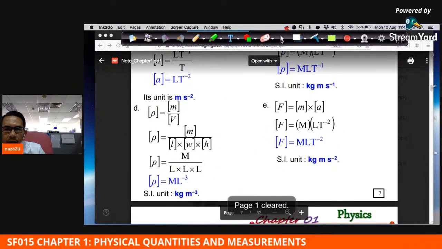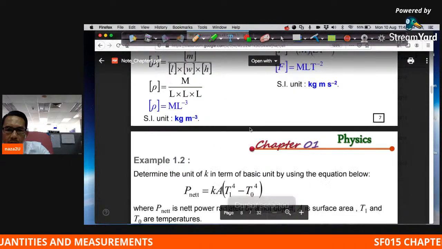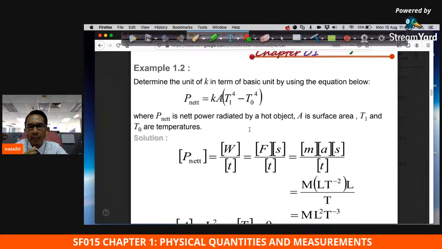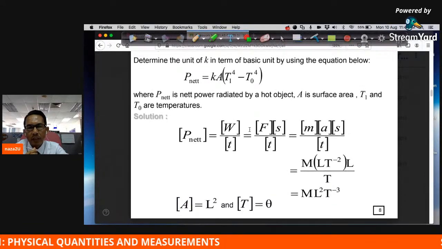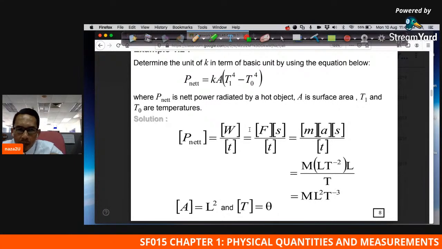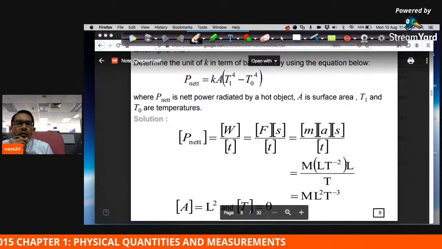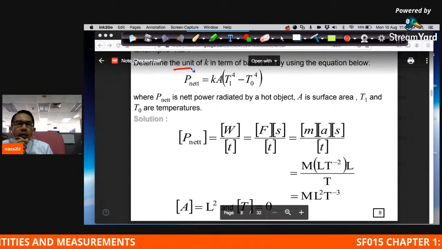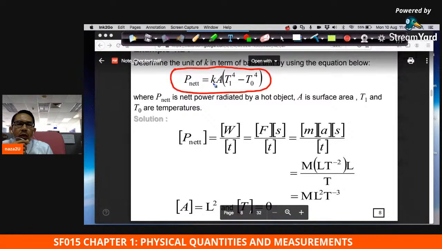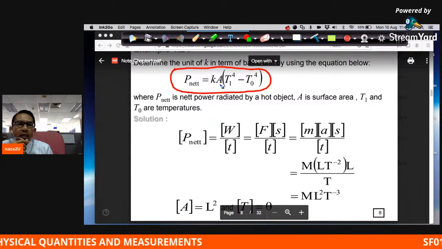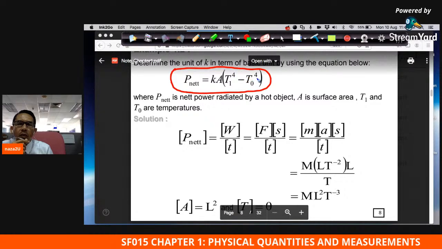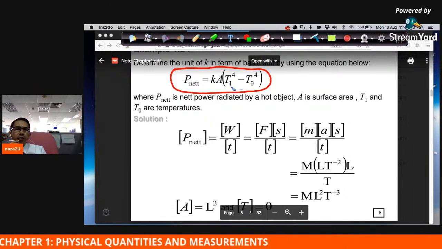Okay, saya rasa kita ada sikit masa lagi sebagai pengenalan untuk hari ini. Ini dia agak panjang sedikit, tapi tidak apa, kita tengok contoh ya. Okay kelas, sebelum kita habis, saya nak bincang yang ni sekejap. So now, this is an equation. Let's say power is equal to K times A times T power of 4 minus T power of 4. So this is the equation.